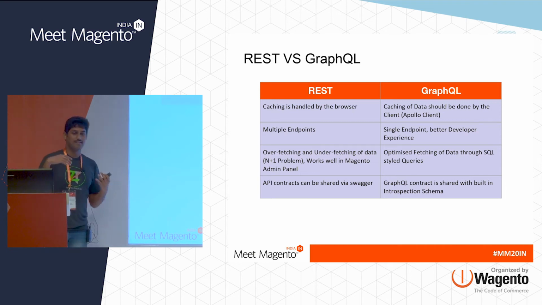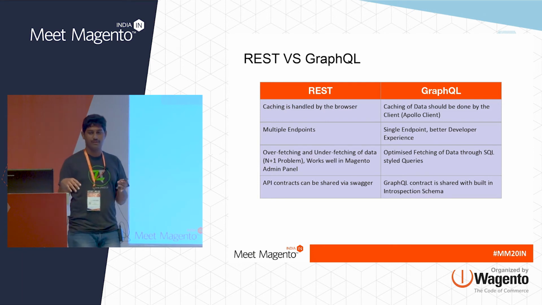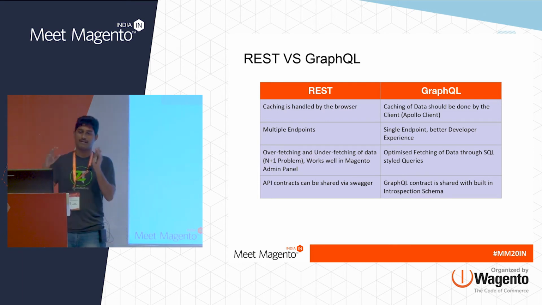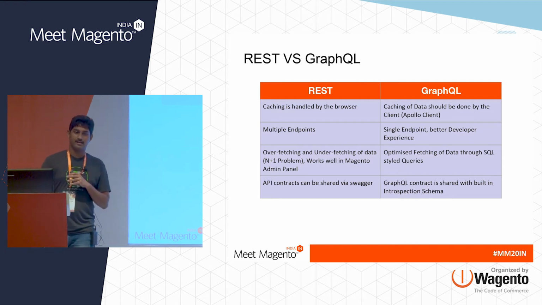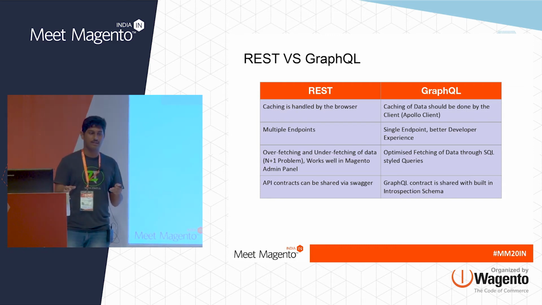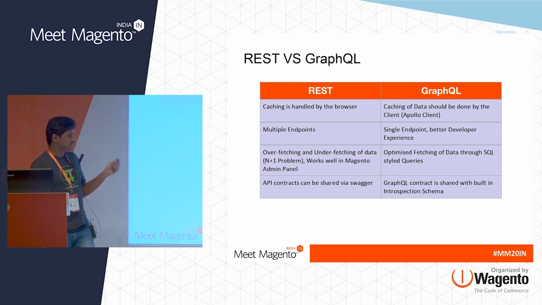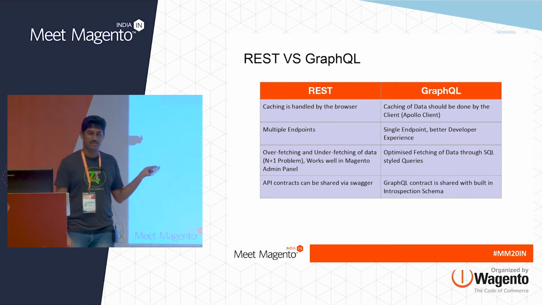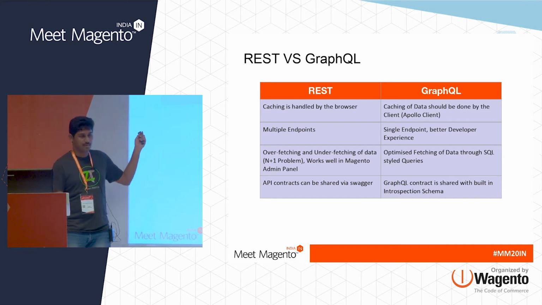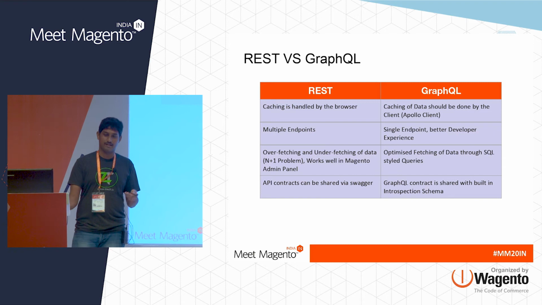Then you will see the differences between REST and GraphQL, when you should go for REST and when you should go for GraphQL. This is a very important part. When it comes to front end, we need to cache data, because we cannot get data from the backend every time. So caching is very important when it comes to APIs. REST by default is handled by the browser. If you hit the REST API with a GET request, it will be handled by the browser itself, so there is no pain point for the front-end developer.